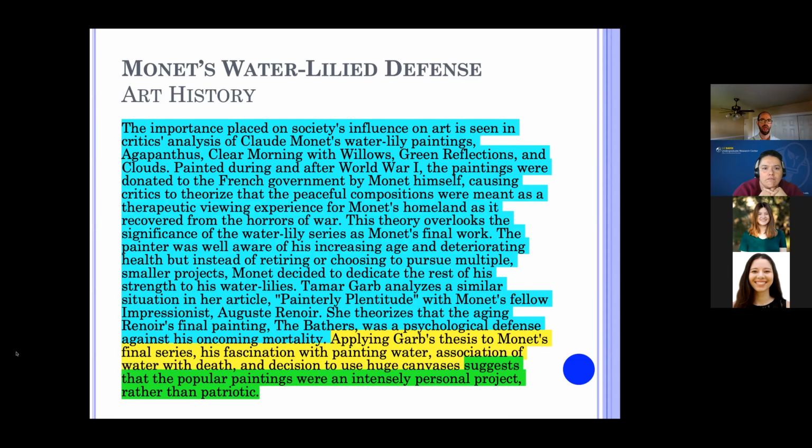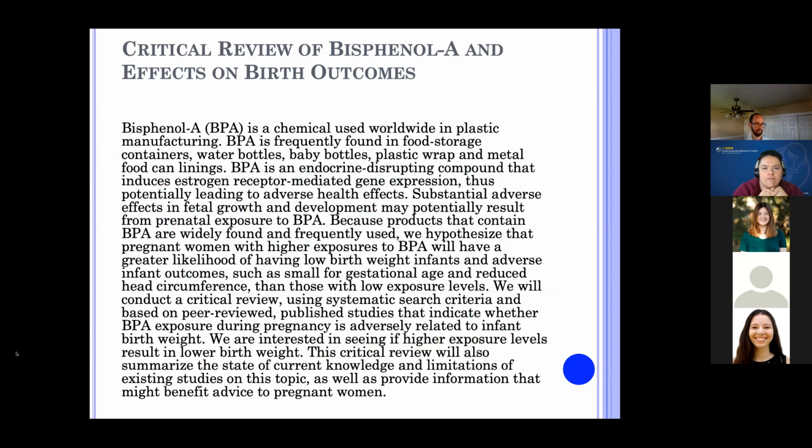Okay. Anybody look at the BPA one? Yeah, I did. Do you mind telling us a little bit about what you found? Yeah, sure. In general, based on what I was reading, it seems like they also haven't carried out their study. So I found that there was a little bit more background than what you said they would typically want to see. I got from the beginning to the sentence "substantial adverse effects in fetal growth" to the end of that sentence. That was where I found the background ended.